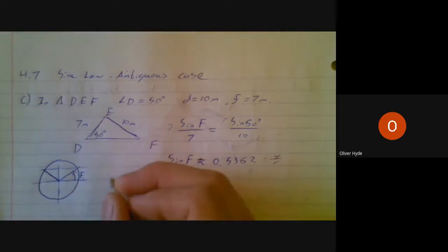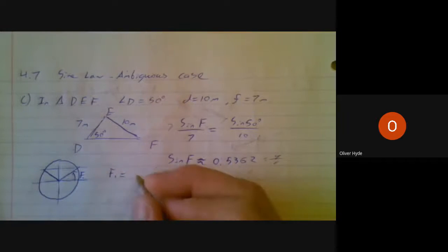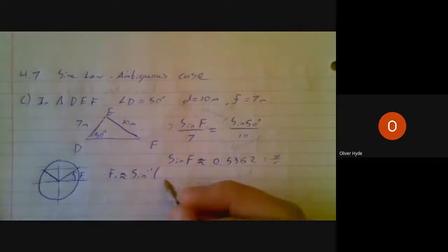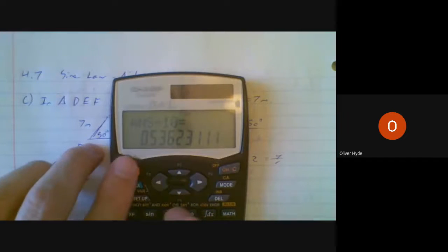I ask my calculator, I'm pretty sure that's F1. What is the inverse sine of 0.5362? And if I've kept this value in my calculator, I don't really need to worry about rounding off as much. For my calculator, I just say sine inverse and then hit equals. You might have to hit your answer button. But I get about 32 degrees.